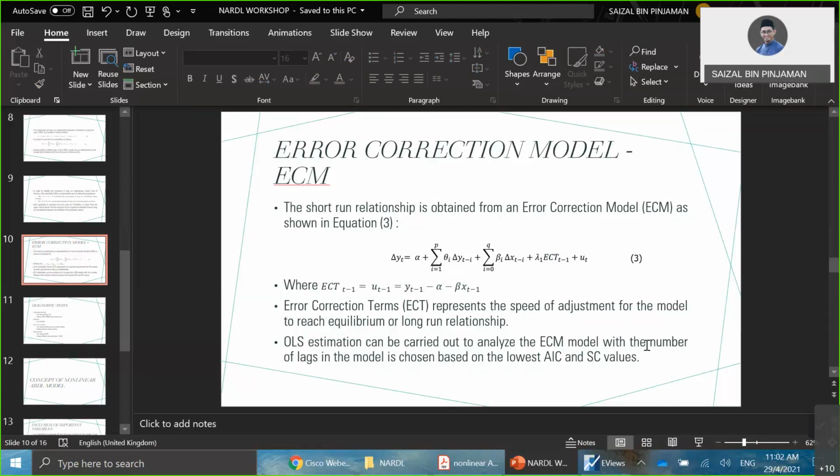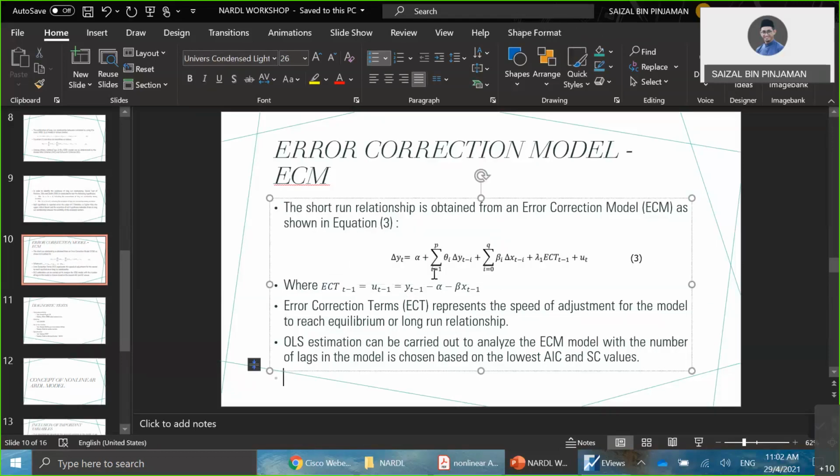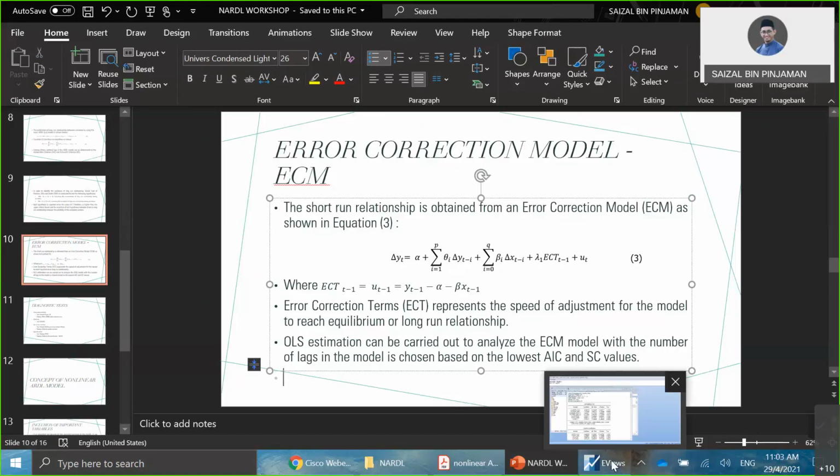So in order to run this ECM model to study the short run relationship for the nonlinear ARDL, we estimate the ECT first. What is this ECT? Here you can see that this ECT is equal to the difference between the dependent variable, the intercept, as well as the estimated independent variables. So we estimate the ECT first.